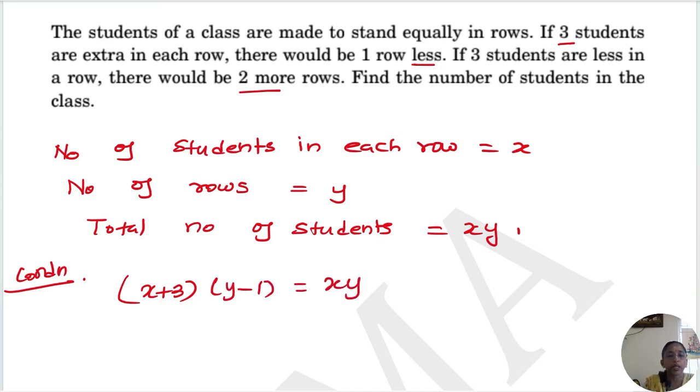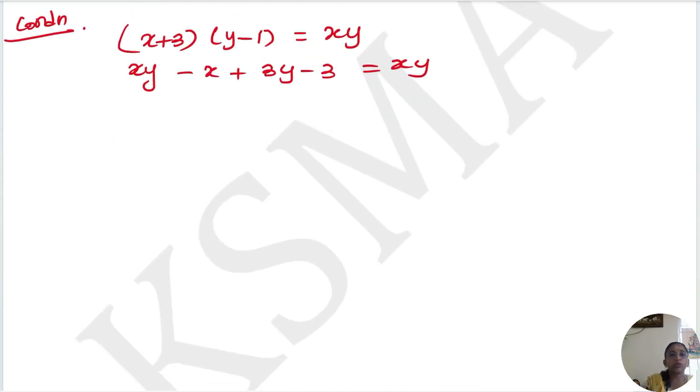Now adjust your data. So xy minus x plus 3y minus 3 is equal to xy. Now adjust your equation. So xy will get cancelled. So you can take minus x plus 3y is equal to 3. So this is our equation number 1.